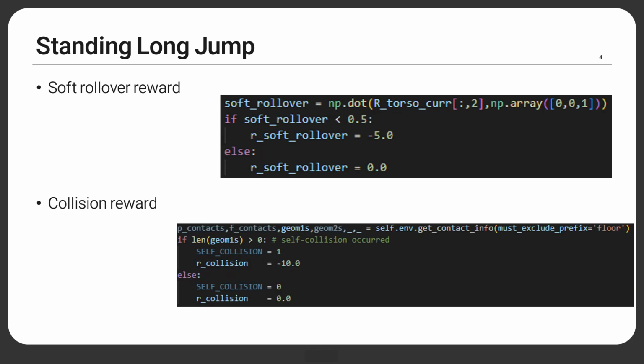The third reward is soft rollover reward, which applies a penalty when the angle between the snapbot's local z-axis and the world z-axis exceeds 60 degrees. I use this because I want the snapbot to jump in a stable manner. The last one is collision reward, which gives a penalty if there is a self-collision.